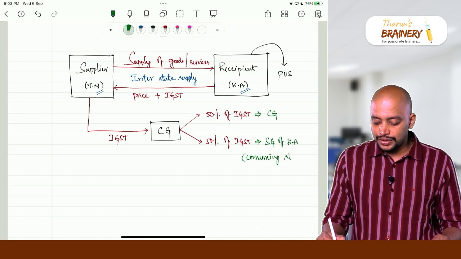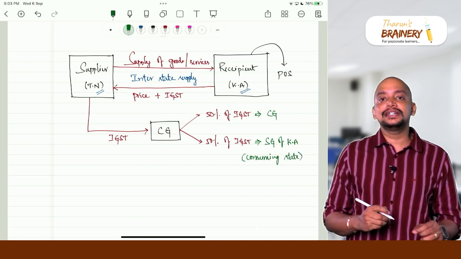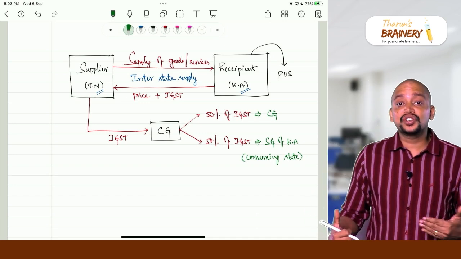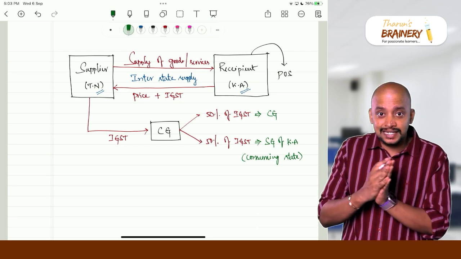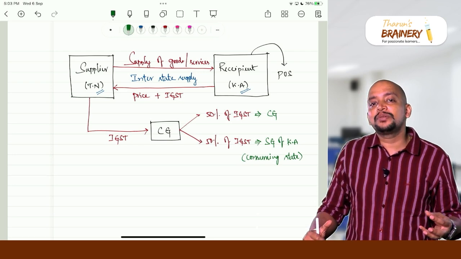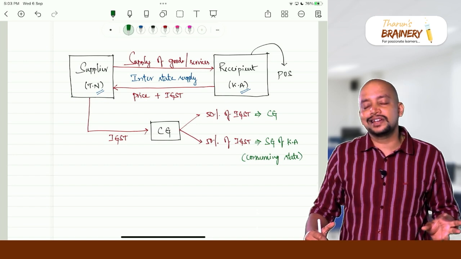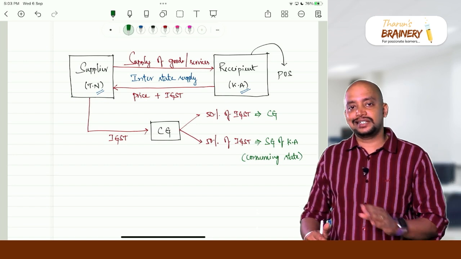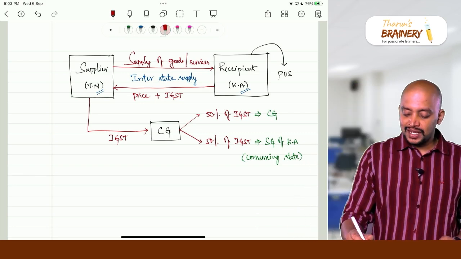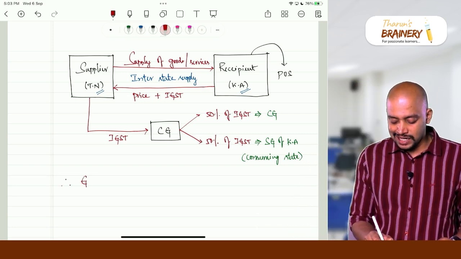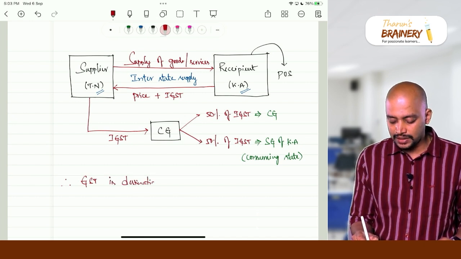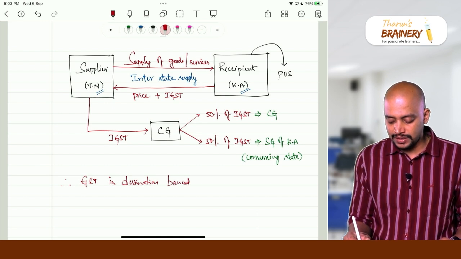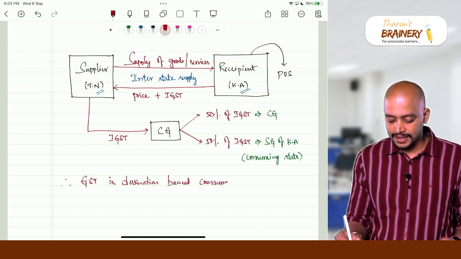That's the reason why GST is called a destination based consumption tax, because whenever there is an interstate supply, that GST will not be given to the originating state, but it will be given to the destination state. So therefore GST is destination based consumption tax.